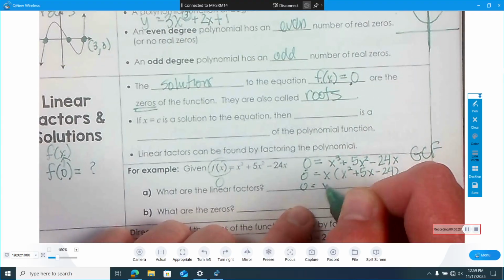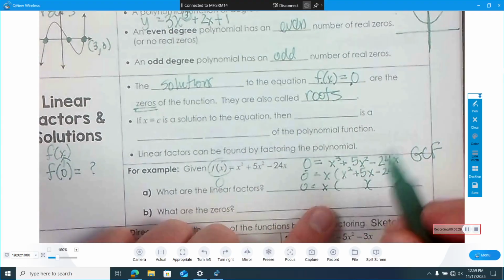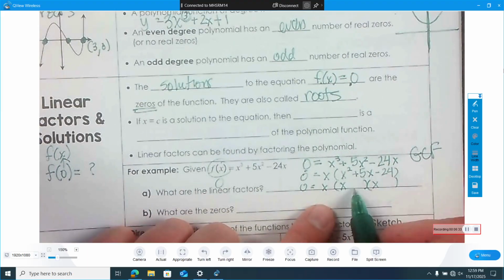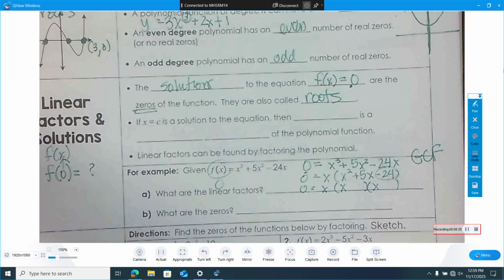So that's what we do. So we're going to double bubble the leftovers here. x times x is x squared. And what times what gives me negative 24?